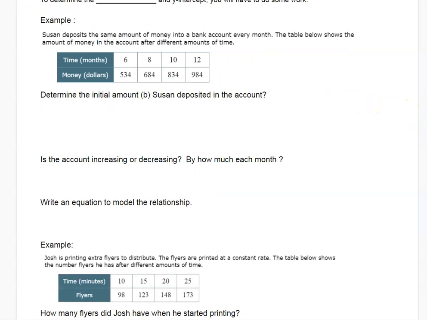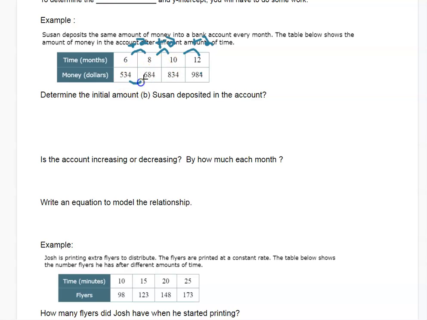Okay, in our first example, Susan deposits the same amount of money into a bank account every month. The table shows the amount of money in the account after different amounts of time. So we've got at 6 months, $534, 8 months, $684, 10 months, $834, 12 months, $984. Okay, so you can see here that the months, every time you go up in the table, you're going up, well, 2 months.